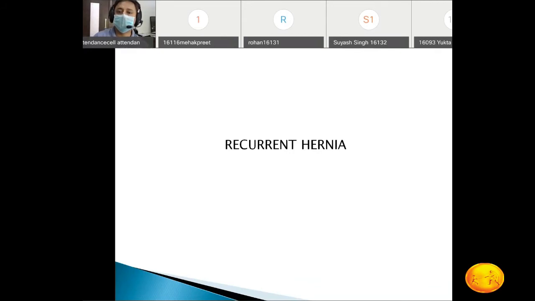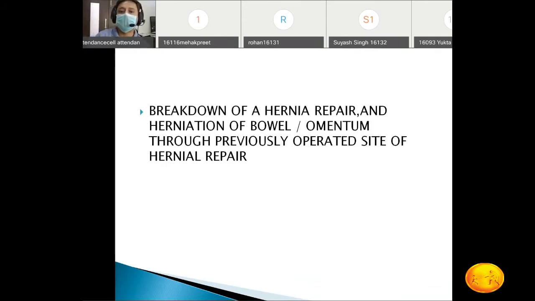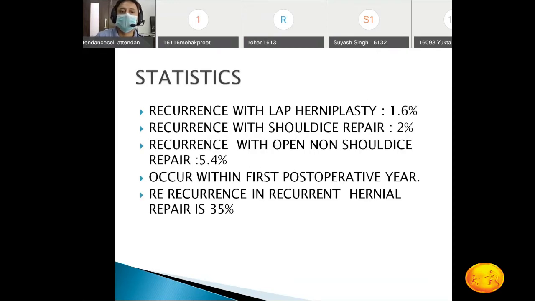Now, recurrent hernias. There is breakdown of a hernia repair and herniation of bowel or omentum through the previously operated site of hernia repair. Statistics: recurrence with laparoscopic herniaplasty is 1.6%, recurrence with Shouldice repair is 2%, recurrence with open non-Shouldice repair is 5.4%. It occurs within the first post-operative year. Recurrence in recurrent hernia repair is 35%.